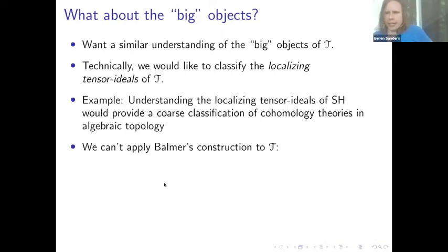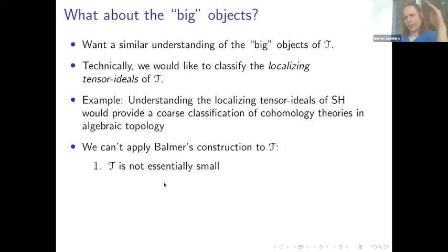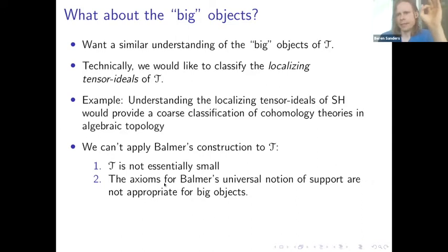Now, we can't apply Balmer's construction to these big tensor triangulated categories. The first issue is that these big tensor triangulated categories are not essentially small, but such set theoretic issues are not really the main point. The main issue is that the axioms for Balmer's universal notion of support are not appropriate for big objects.